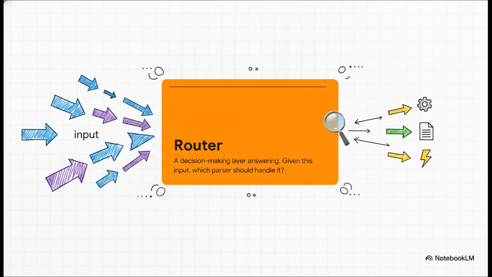The big takeaway here is that a router doesn't actually process your data. It's not reading the deep contents of your file. It's definitely not executing your code. It's just a dispatcher. It glances at the incoming info and says, okay, you need to go over there to get sorted out. It's literally the ultimate digital middleman.